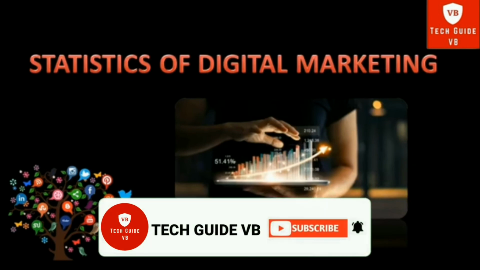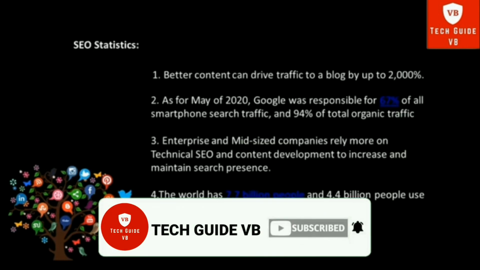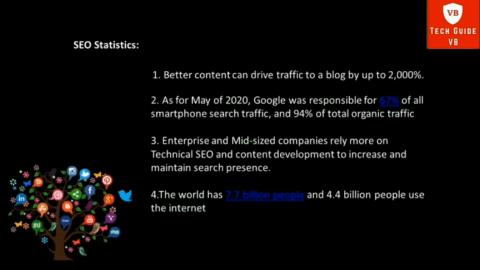Next, some statistics of digital marketing. First is SEO statistics. First, better content can drive traffic to a blog by up to 2000%. Second, as of May 2020, Google was responsible for 67% of all smartphone search traffic and 94% of all organic traffic. Third, enterprise and mid-sized companies rely, meaning depend, more on technical SEO and content development to increase and maintain search presence.